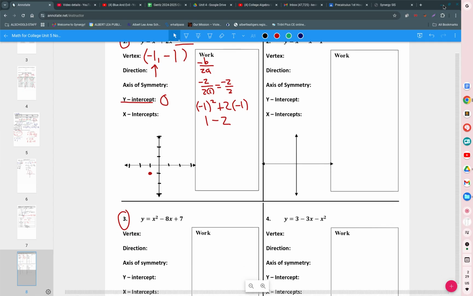The next thing I like to do is draw my axis of symmetry. It is a vertical line. It always goes through my vertex, dividing the graph in half. Once you've found the vertex, it's very easy to label your axis of symmetry. It is always x equals whatever the x value of the vertex is.